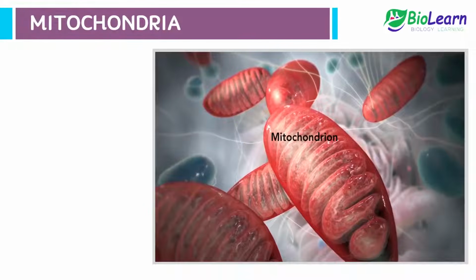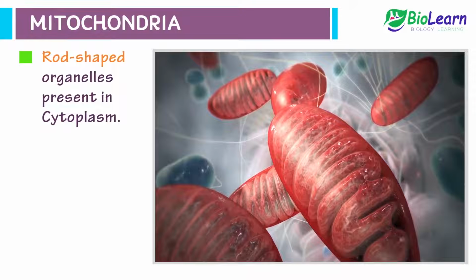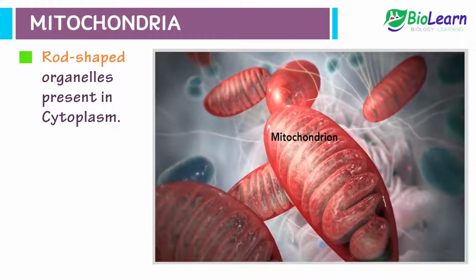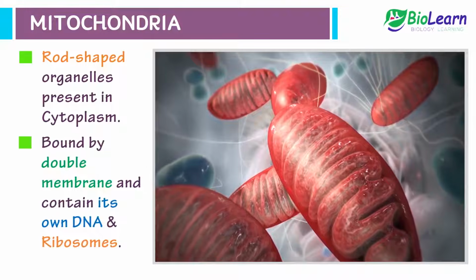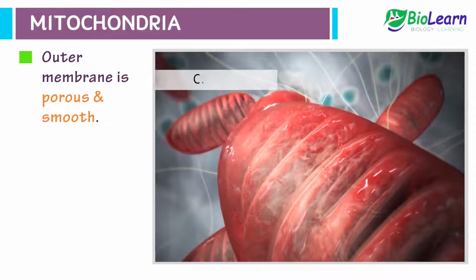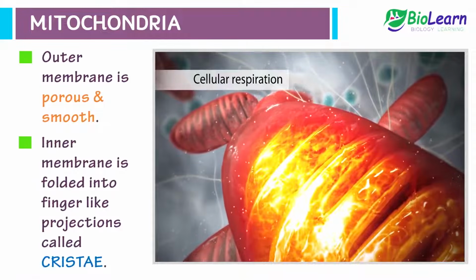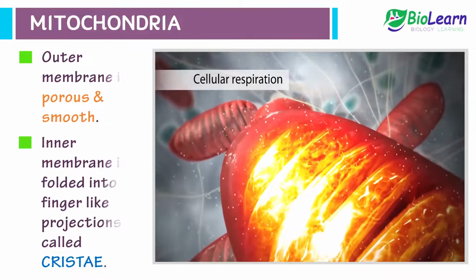The next prominent organelles are mitochondria. The mitochondria are rod-shaped organelles present in the cytoplasm of a cell. They are bordered by a double membrane and have their own DNA and ribosomes. The outer membrane is porous and smooth, while the inner one is folded into finger-like projections known as cristae.